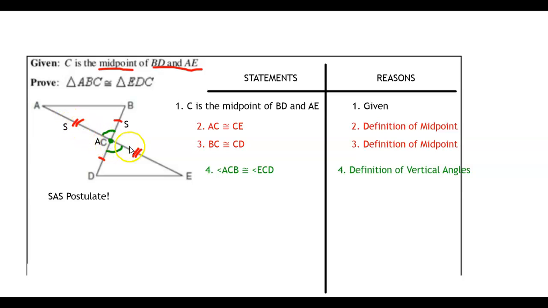And now we're basically done. We know that side angle side is going to be in effect. So that statement number 5 is going to be that ABC is congruent to EDC because we have all of our supporting pieces of information. We have the two sides and the angle between them.